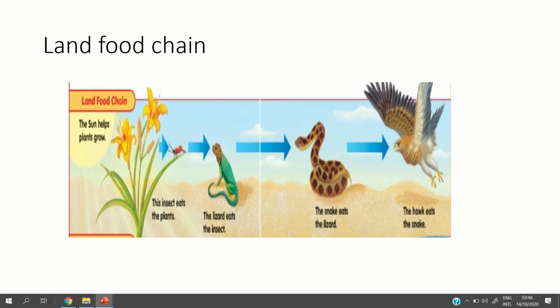Okay, so when I ask you on the land food chain, which one here is the predator? Yes, the hawk is predator, and the snake is prey for the hawk. And also the snake is predator, and the lizard is prey for the snake. And also the lizard is predator and the insect is prey for the lizard. Super great too.